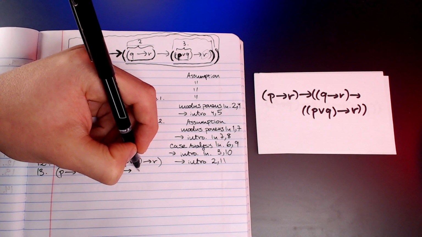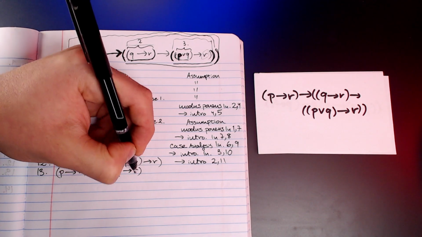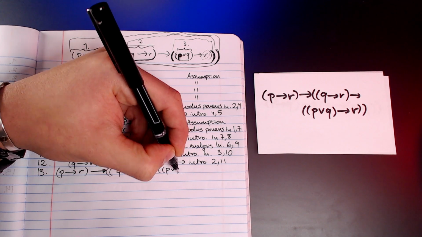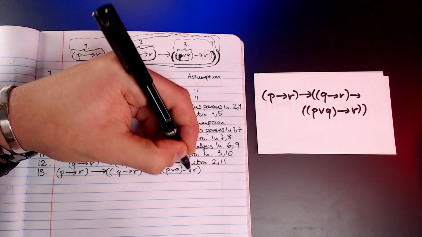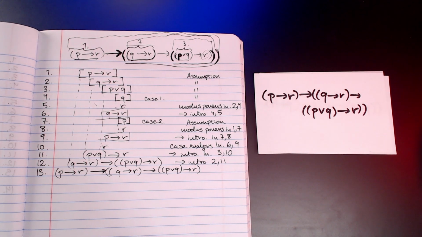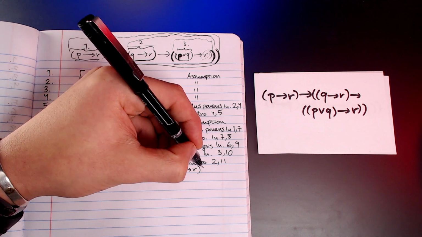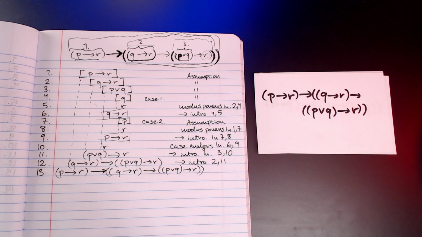Let's make another one there. Q, R implies that P or Q implies R is true. I think I need another one. Close, close. Yeah, right there.